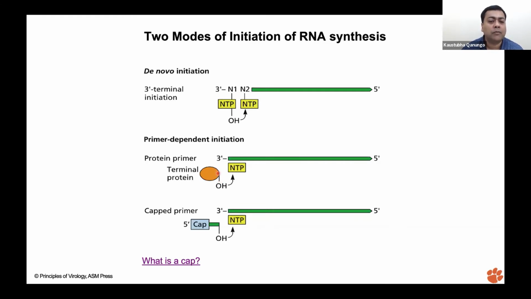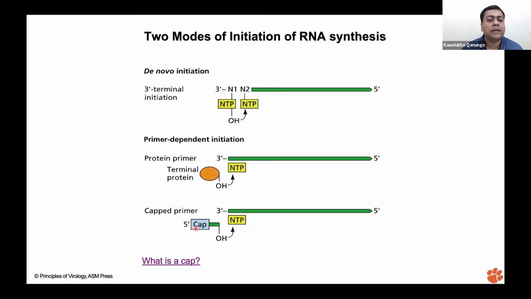Say, for example, we will see that there will be 2 U's attached to the terminal protein in the poliovirus. And on top of this, you already have a primer. On top of this primer, the NTPs will be added and the chain will grow. And this protein will go off at a certain point of time. So this is also another way that the primer is dependent on a protein.